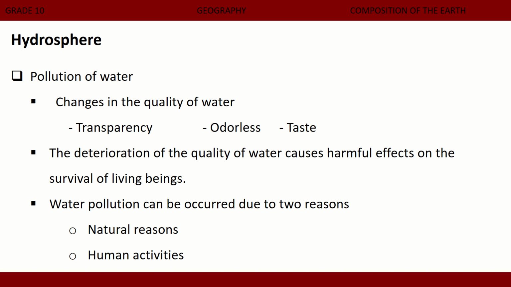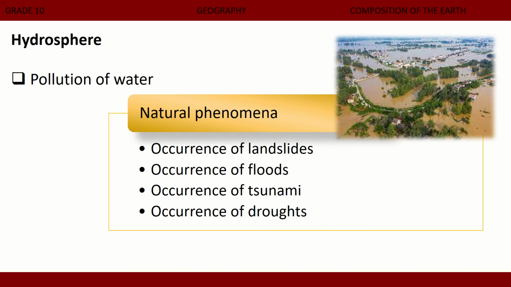Water pollution can occur due to two reasons. They are natural reasons and human activities. Now we are going to look at the natural phenomena that cause the pollution of water. Occurrence of landslides, floods, tsunamis, and droughts are some of the natural phenomena.